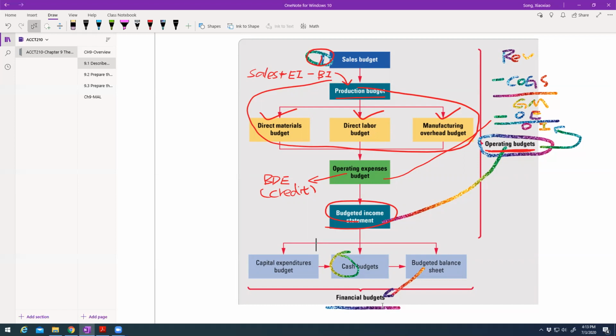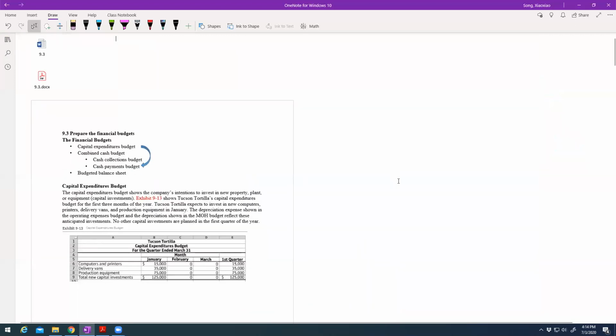Okay, so now let's look at our detail. We want to have a capital expenditure budget. We want to have a cash budget. Cash budget is the main thing. You definitely will have a question for that part. And then it just goes to our balance sheet. Sounds pretty easy, right? So now let's look at the detail.